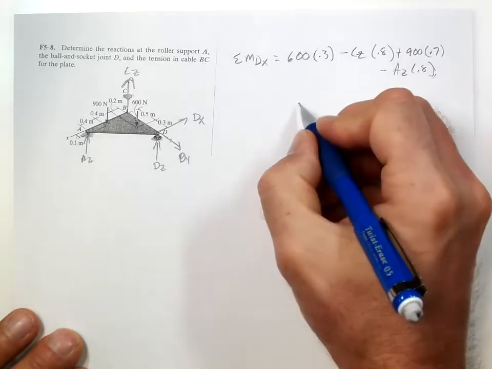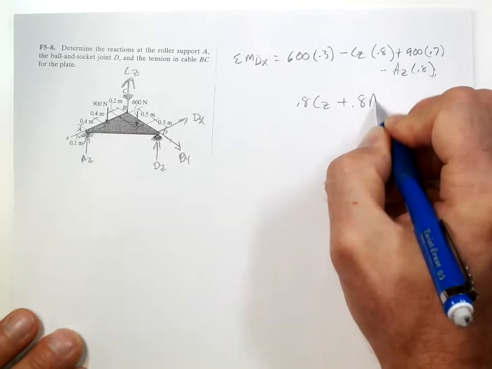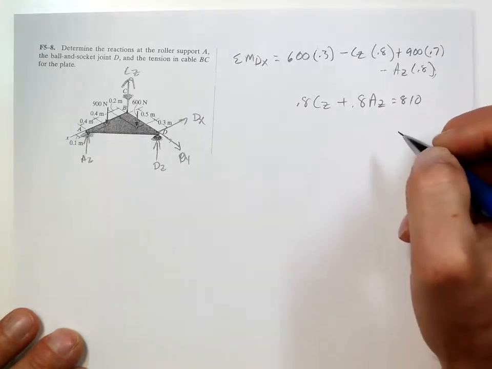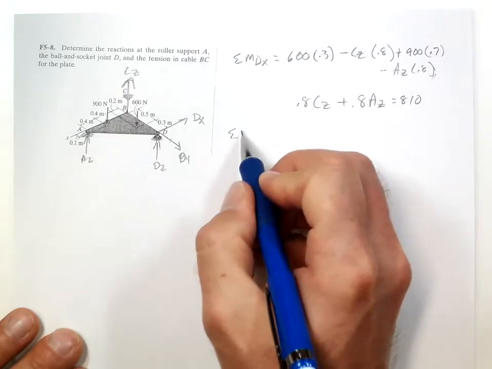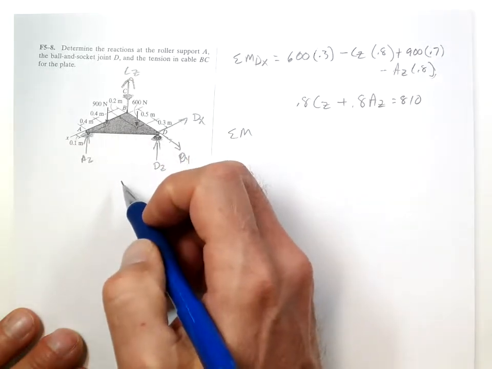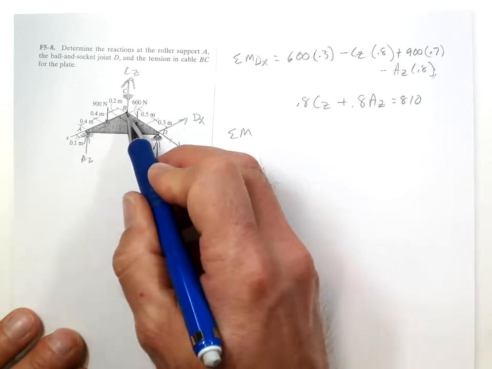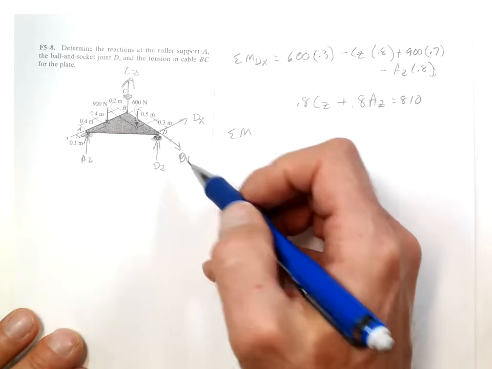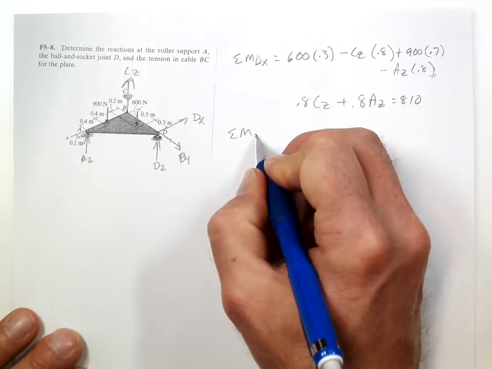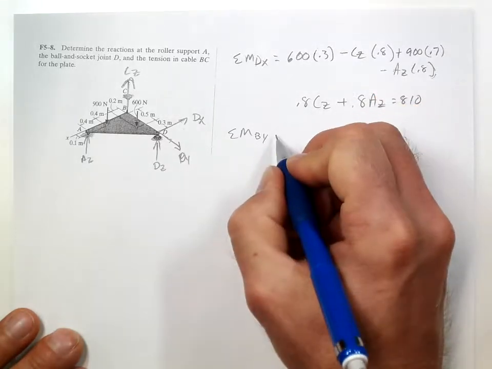Cleaning that up, we have 0.8 CZ plus 0.8 AZ equals 810. Now let's sum the moments about B in the y direction.